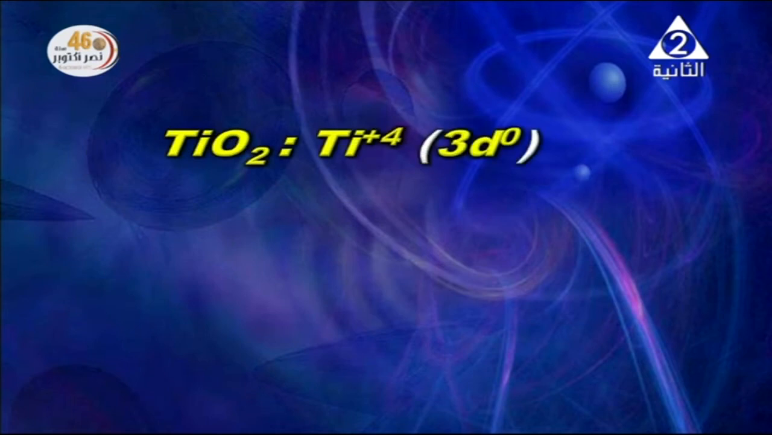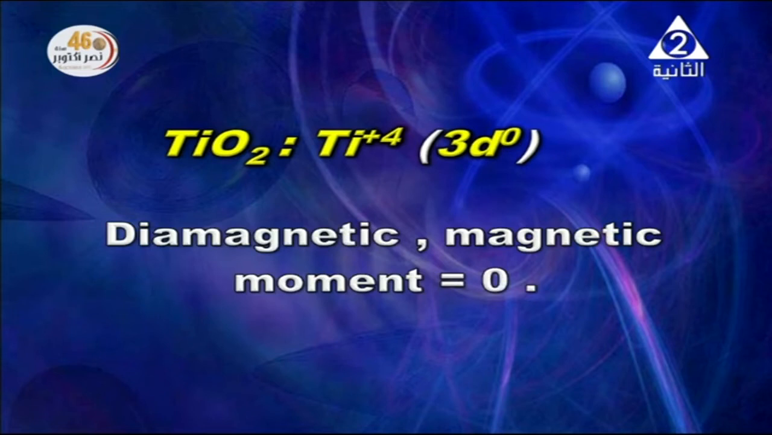Here the next one is titanium oxide. Here the titanium has positive 4 oxidation number. And we know that titanium has atomic number 22, argon 18 4s2 3d2. By losing the 4 electrons to be titanium positive 4, it will be 3d0. So no unpaired electron here, so it is diamagnetic and the magnetic moment equals 0.